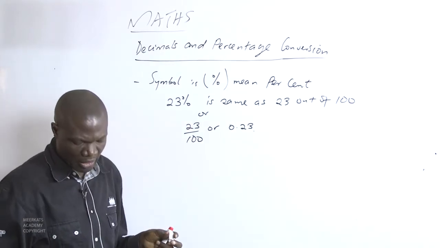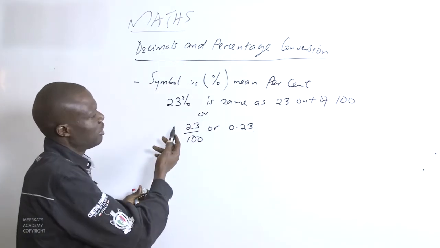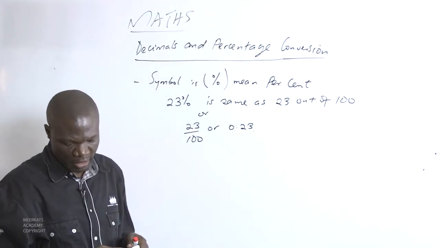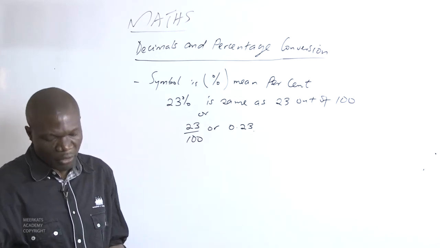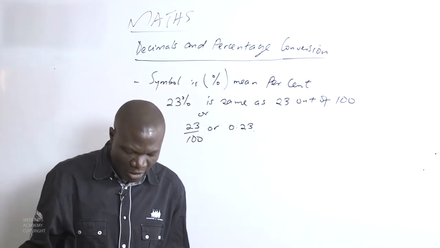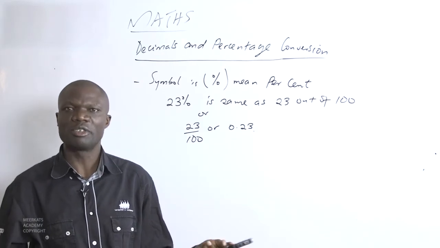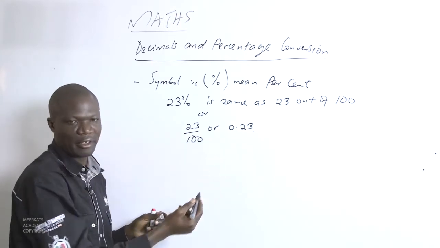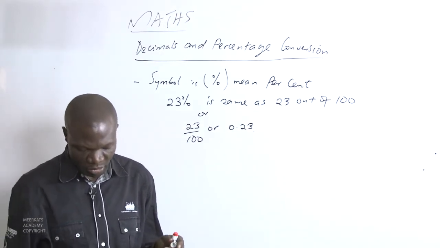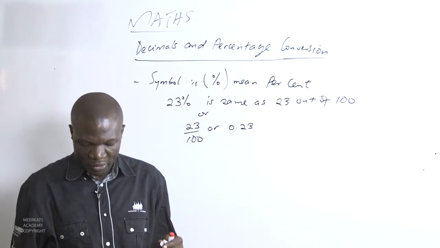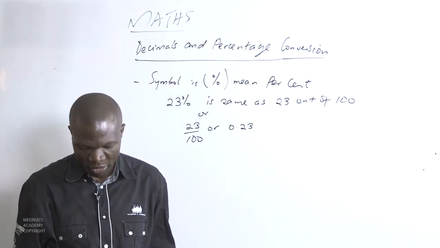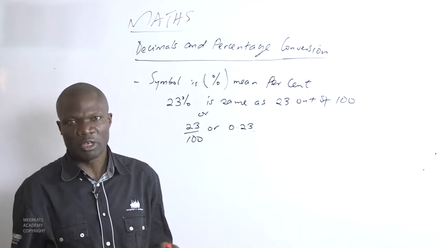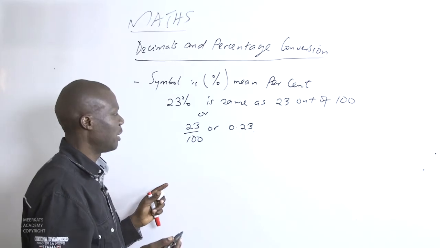So in this particular case, given a percentage, we can convert into a fraction or further into a decimal. You notice that to convert a percentage into a decimal, you simply need to divide by 100. That's what is here. 23 divided by 100, that is what you simply get. And this is simply done by moving the decimal point 2 places to the left. Let us see.